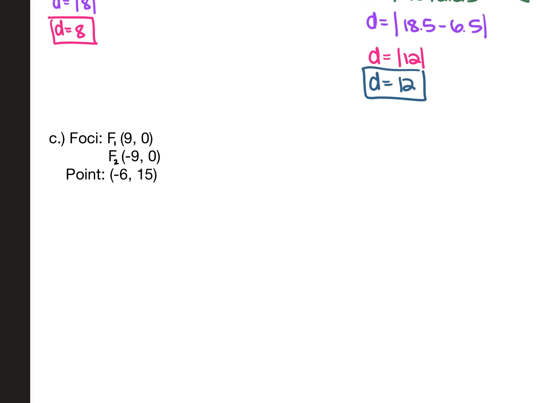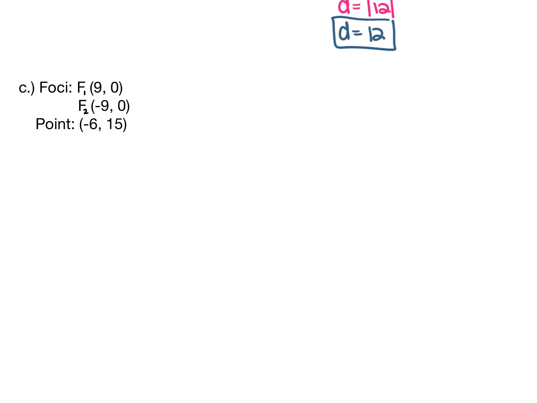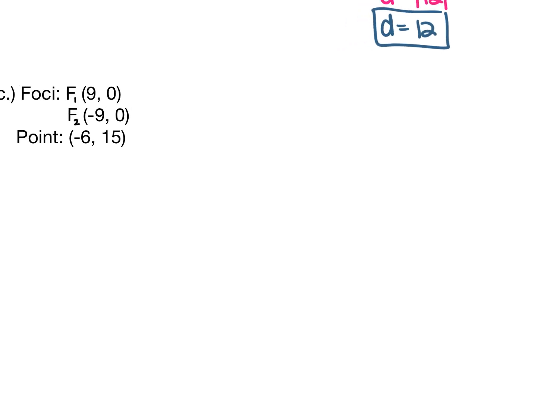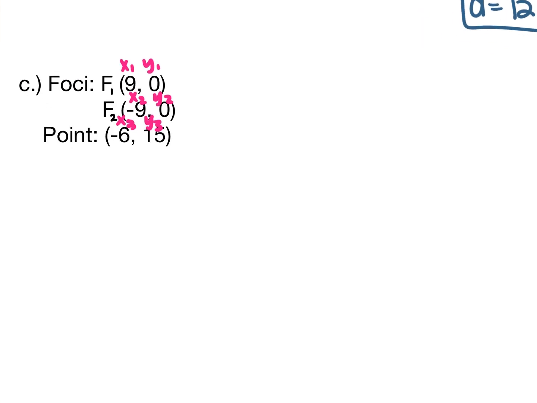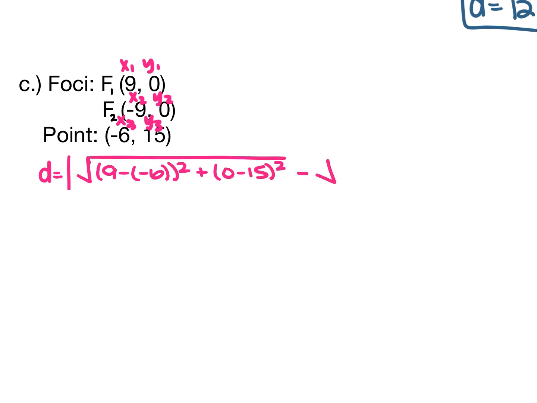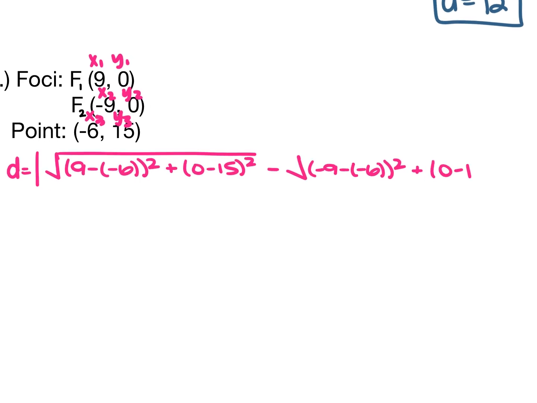For example C, we're given the focus 1 of -9, 0, focus 2 of 9, 0, and the point -6, 15. So your top one is going to be x1, y1, middle is going to be x2, y2, bottom is going to be x3, y3. Use your formula, plug these numbers in. We're going to have d equal to the absolute value of the square root of 9 minus -6 squared plus 0 minus 15 squared, minus the square root of -9 minus -6 squared plus 0 minus 15 squared.